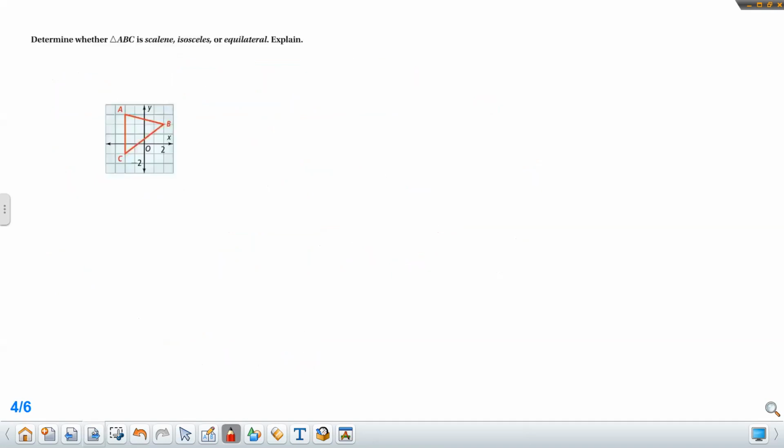Exercise number 2. Determine whether triangle ABC is scalene, isosceles, or equilateral, and explain. First, AC we can find using counting. It's easy for you. AC is 1, 2, 3, 4. So AC equals 4 units. But how to find AB and CB using the distance formula? First, mention the coordinates of each point.